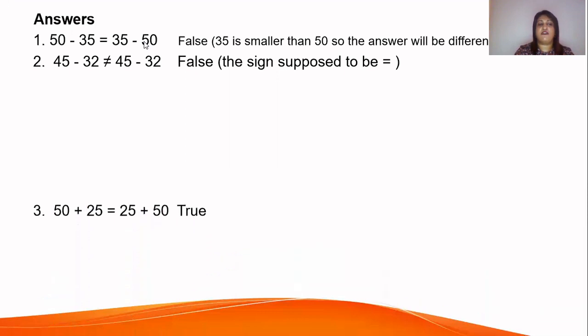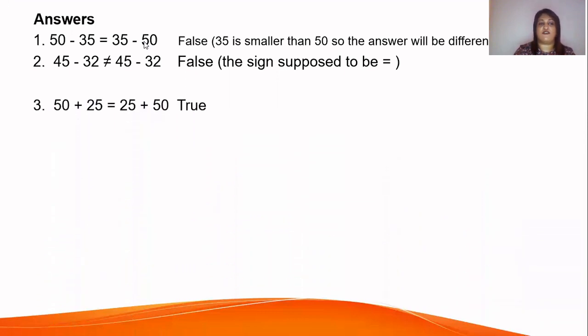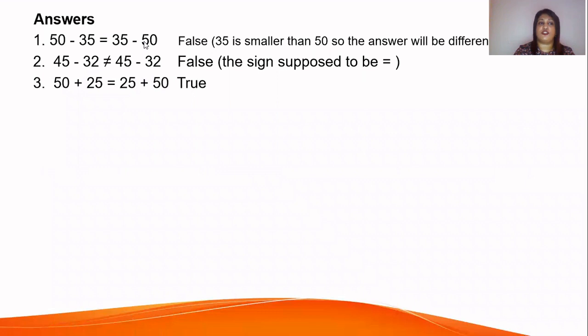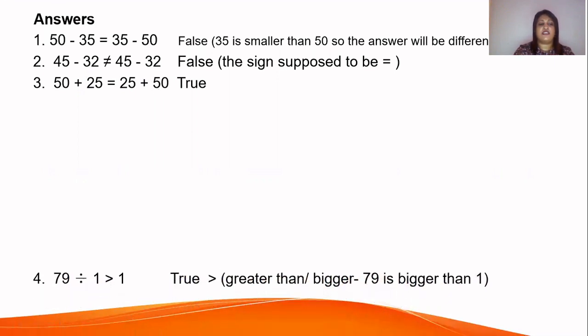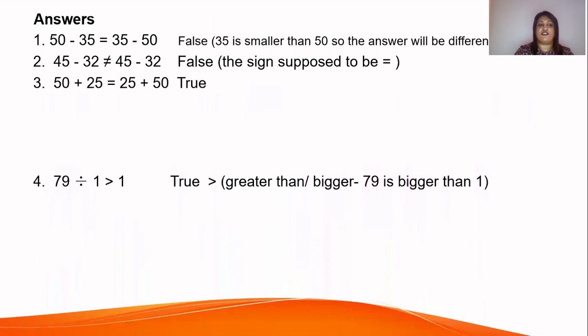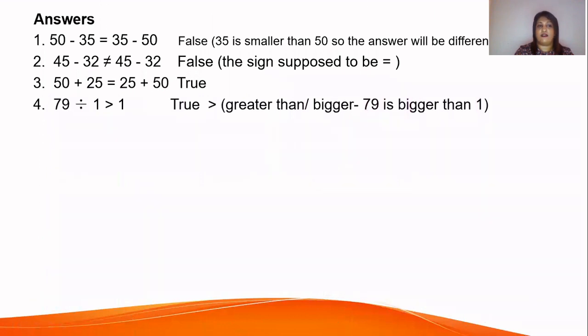Let's look at the next one. 50 plus 25 is equal to 25 plus 50. That is true because both sides are equal to each other. 75 on the left-hand side and 75 on the right-hand side. Let's go to the next one. 79 divided by 1 is greater than 1. So 79 divided by 1 is 79. So it is greater than, so it's true.